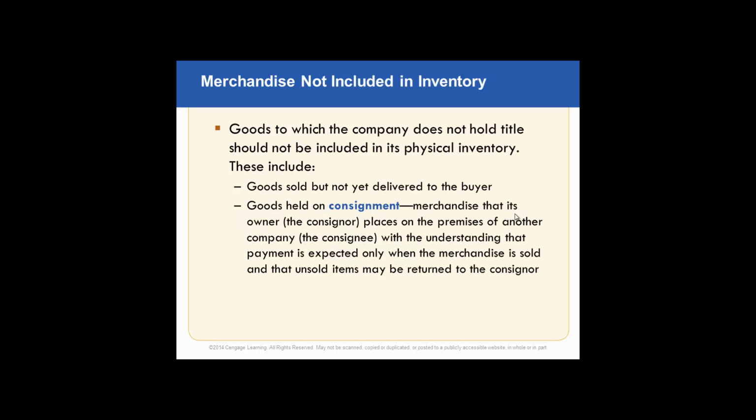So goods to which a company does not hold the title should not be included in their physical inventory, and these include goods that are not yet delivered to the buyer, and goods that are held on consignment. So consignment's pretty interesting. It's merchandise that the owner places on the premises of another company, with the understanding that payment is expected only when the merchandise is sold, and that unsold items may be returned.